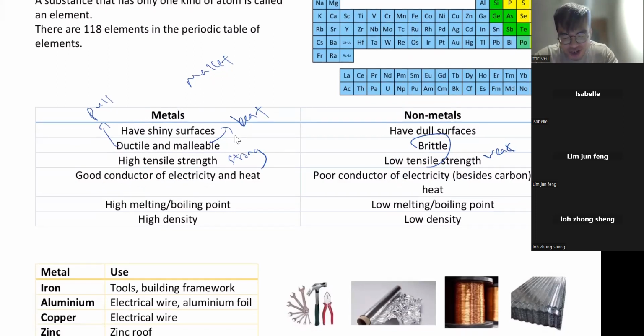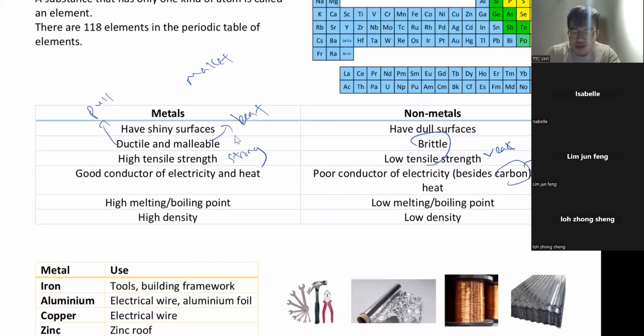Okay, so poor conductor of electricity besides carbon. Carbon is the only non-metal that can conduct electricity. Sorry, the only non-metal, what am I saying? And then heat, carbon cannot conduct heat. Carbon is a pencil lead. So your pencil lead can conduct electricity. That's all. Cannot conduct heat. They are the only non-metal that can do that. Cool, huh?